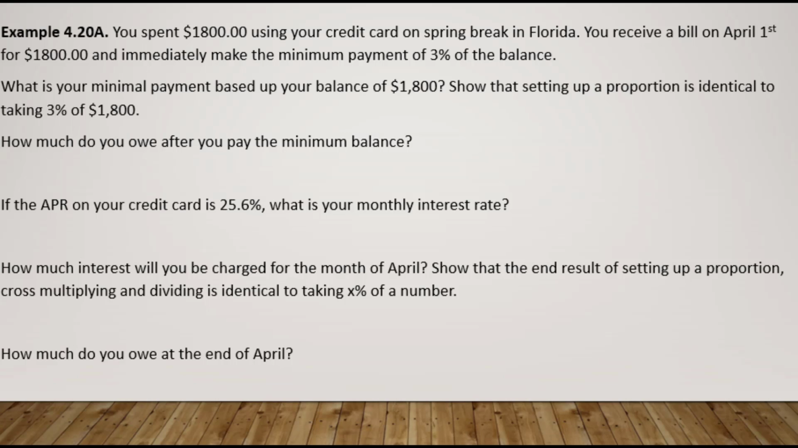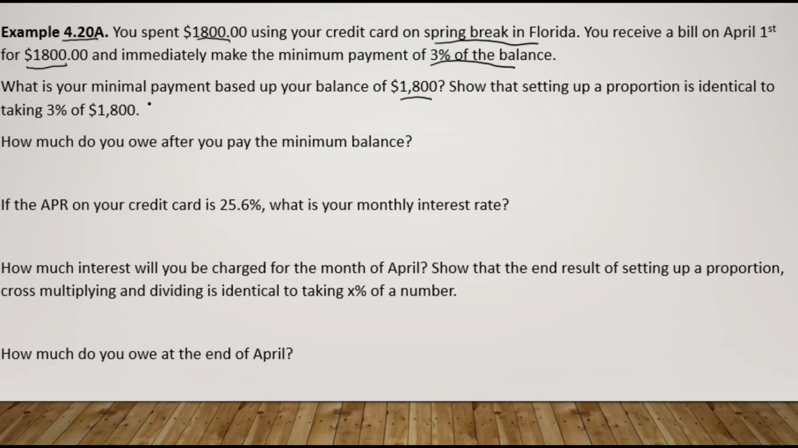So here's the first one you're responsible for, 4.20A. Okay, so it says you spend $1,800 using your credit card on spring break in Florida. This is post-COVID. Receive a bill for $1,800 and then immediately make a minimum payment of 3% on your balance. What is your minimum payment based on your balance of $1,800?